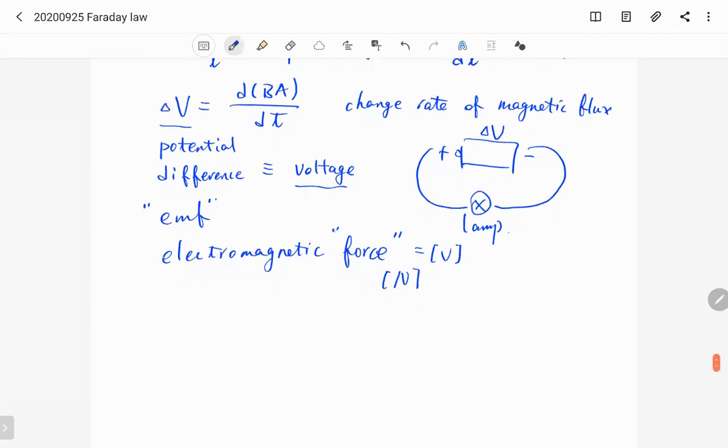Okay, so we have the current equal to the change of magnetic flux over time, over the resistance. Then we can rewrite this formula. We get the potential difference over the resistance.